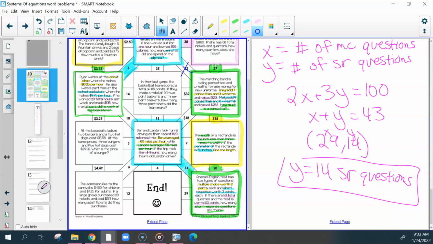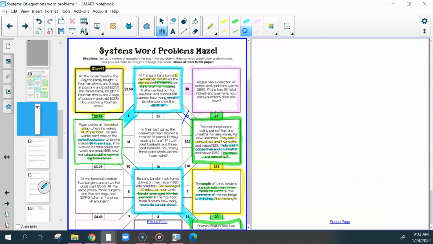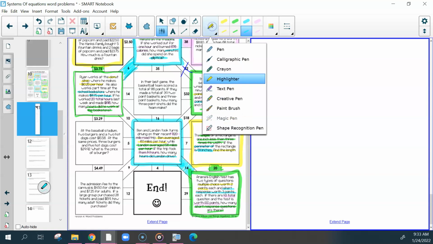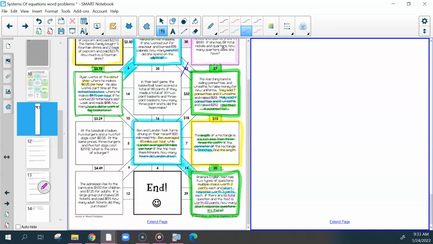And then what are we looking for? How many hours did Bob drive? How many hours did Landon drive? You can use L and B, X and Y, it does not matter, and then we'll decide on how we want to solve this once we set it up. I'm going to use B and L. What do these represent? Yes, how many hours they drove.